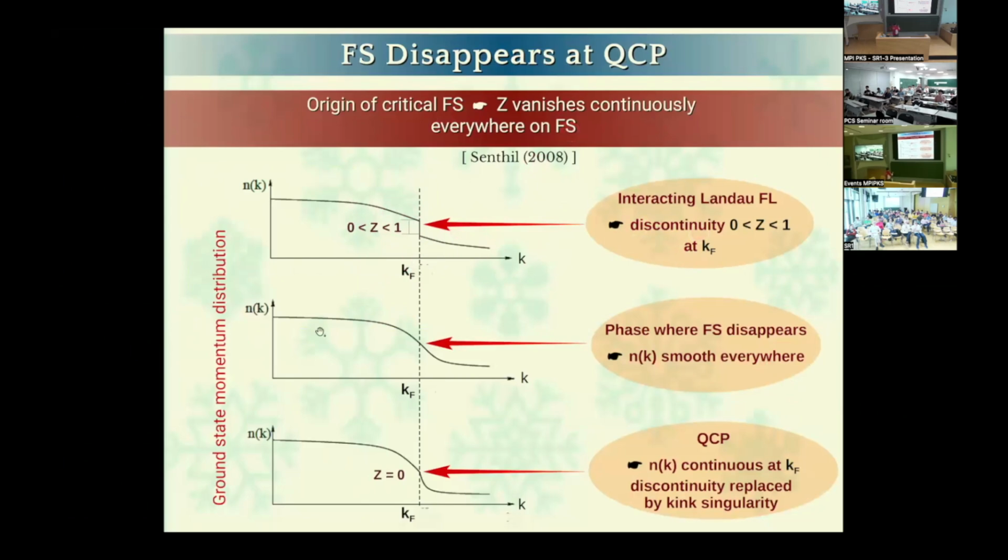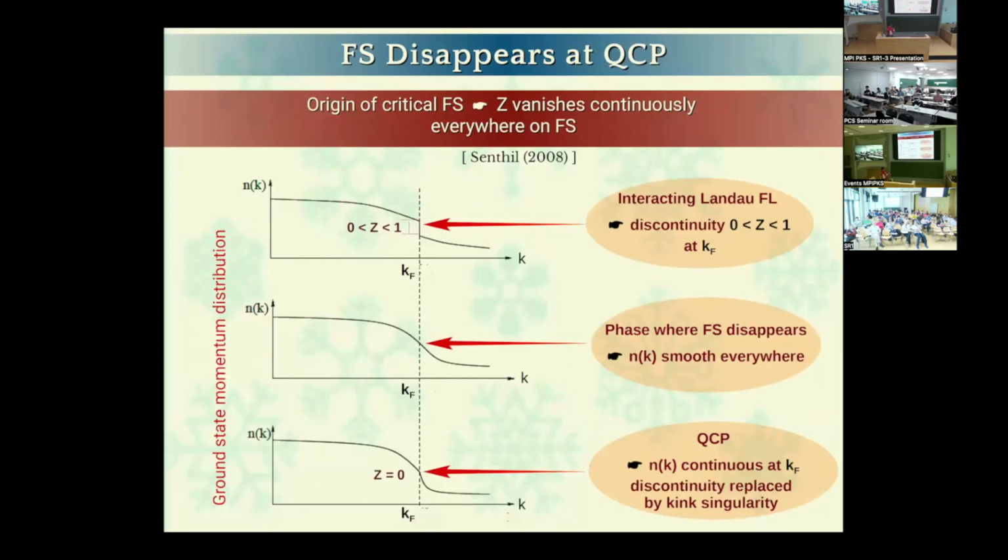Now, by looking at where this jump is occurring, you can identify the position of the Fermi surface. That is, there is a well-defined Fermi surface for this problem. Now imagine that we have crossed the phase transition point and we have gone to the phase where the Fermi surface has completely disappeared. So in this case, n of k, or the distribution function, is smooth everywhere. So there is no notion of Fermi surface in the second picture.